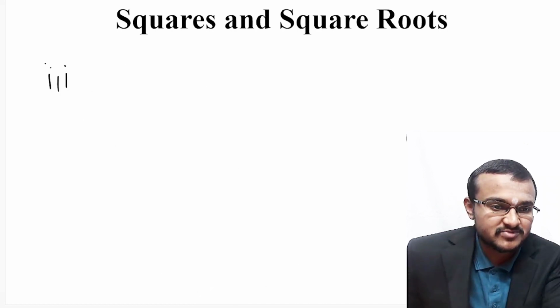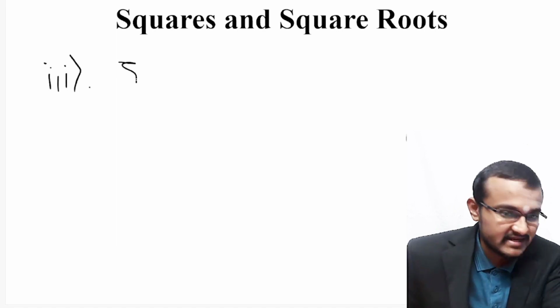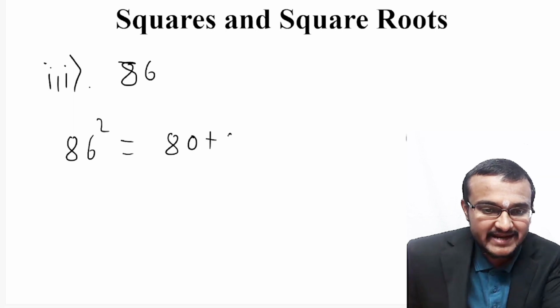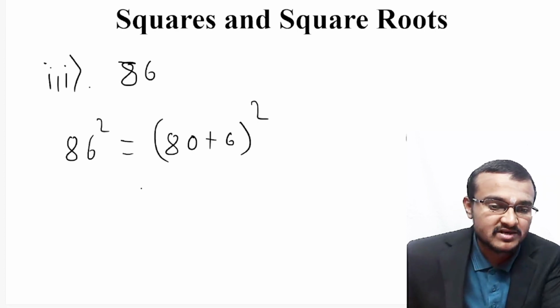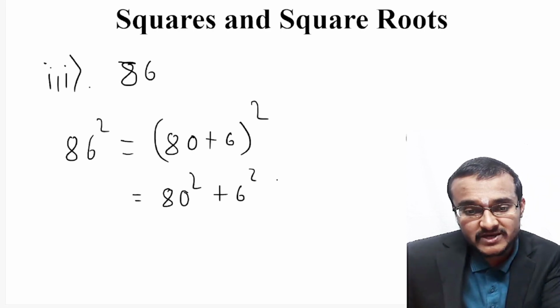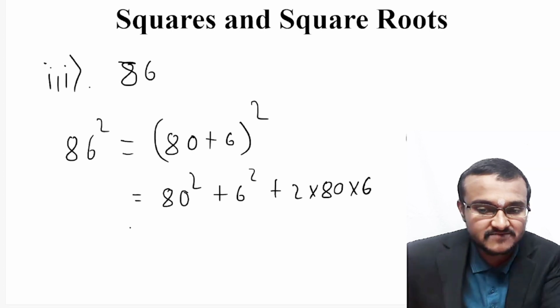Coming to the third question in this first question, they have given 86. So if you take 86 square, then you just split this 86 into 80 plus 6. That is 80 plus 6 whole square. So now you can easily take the (a plus b) whole square formula and substitute here. So 80 square plus 6 square plus 2ab. So 2ab is 2 into 80 into 6.